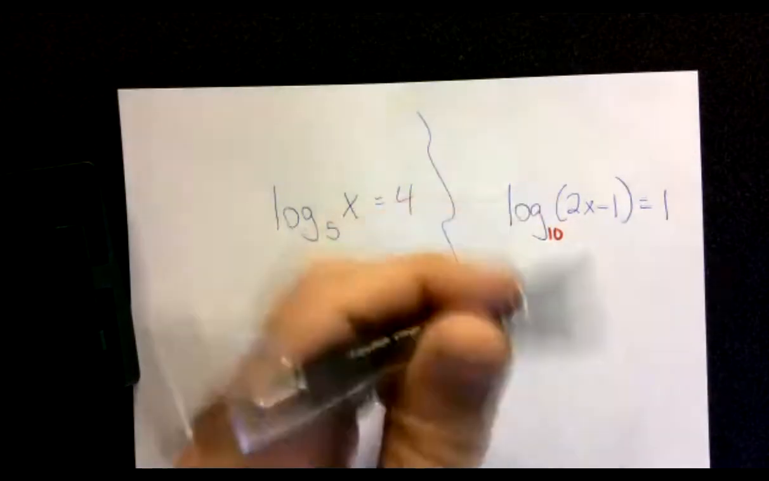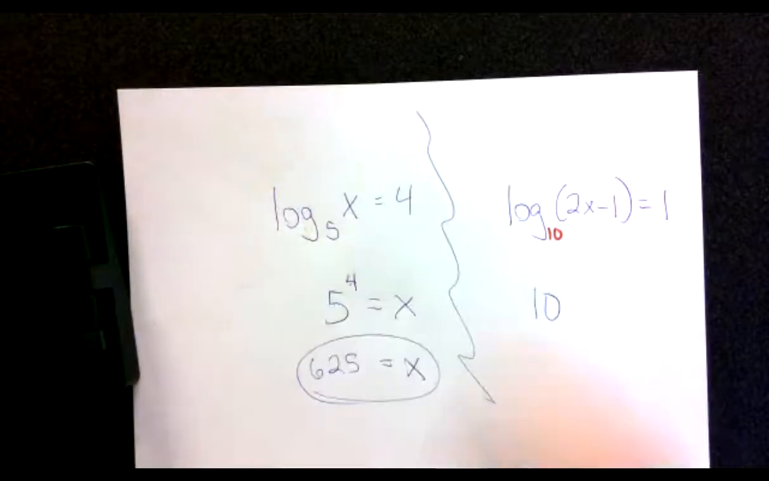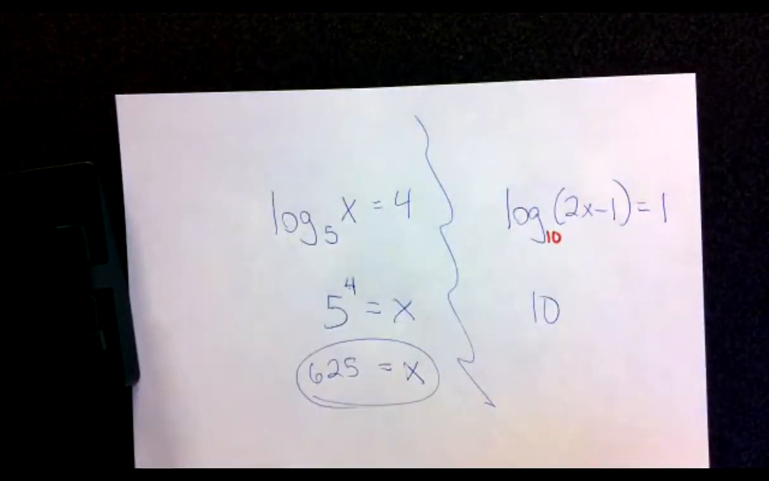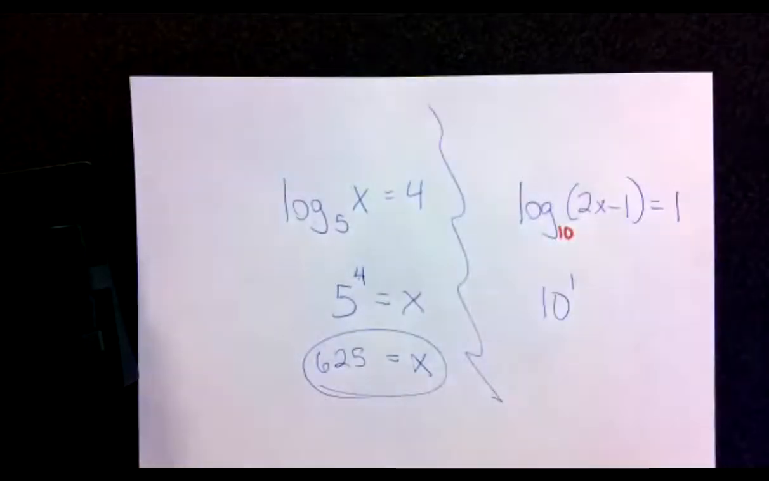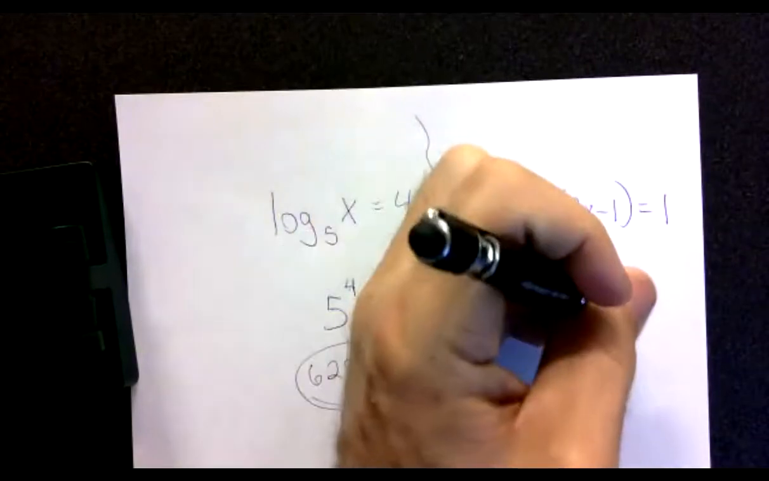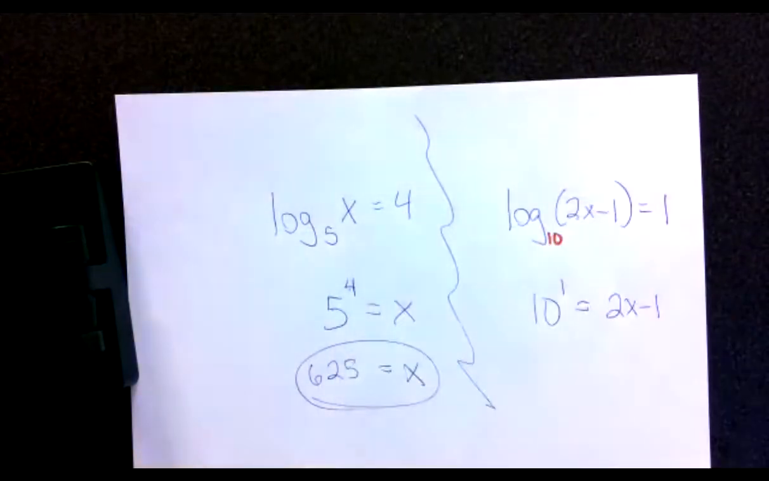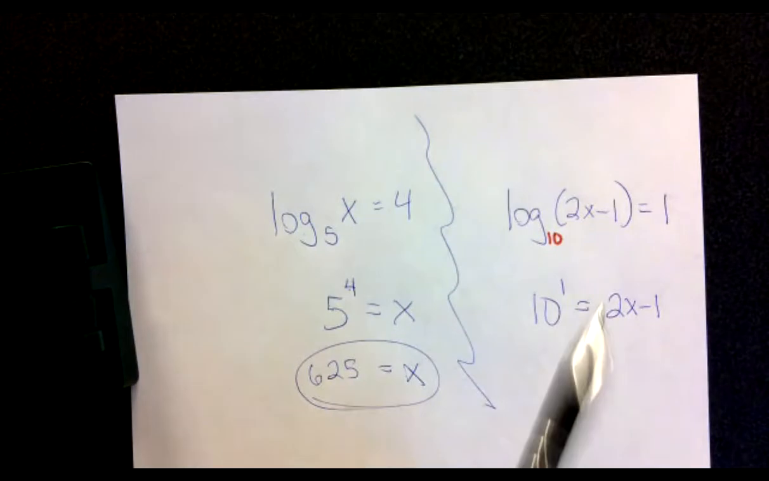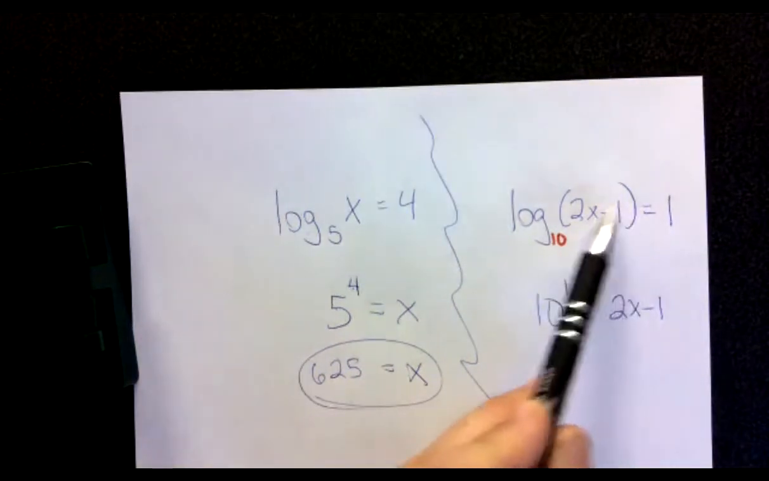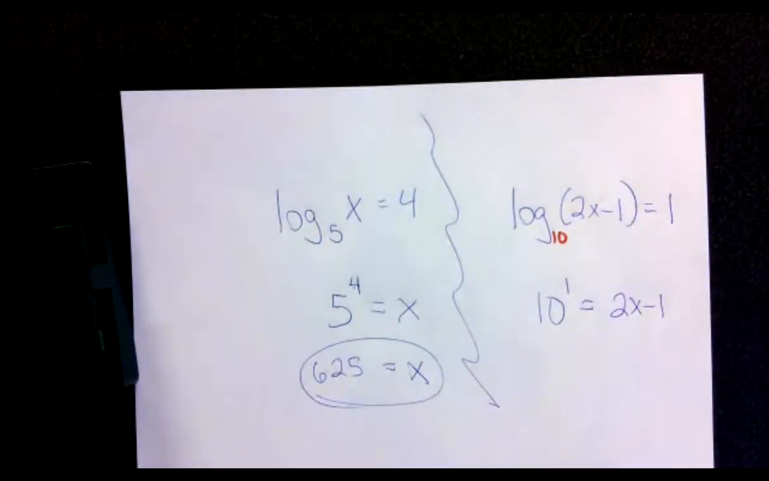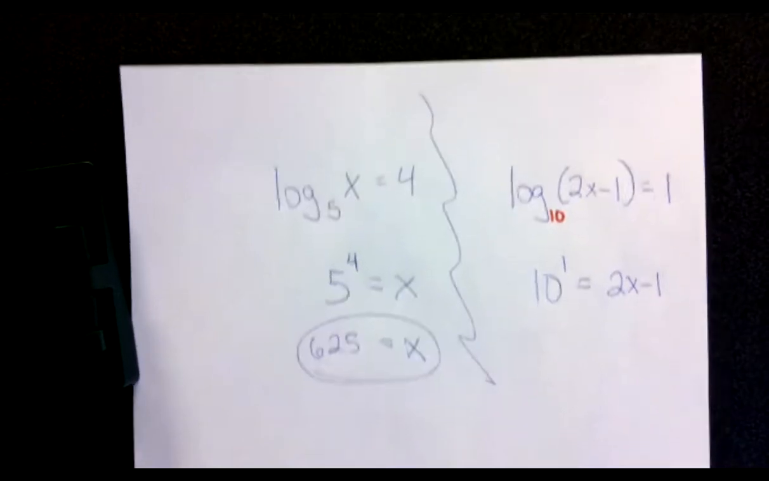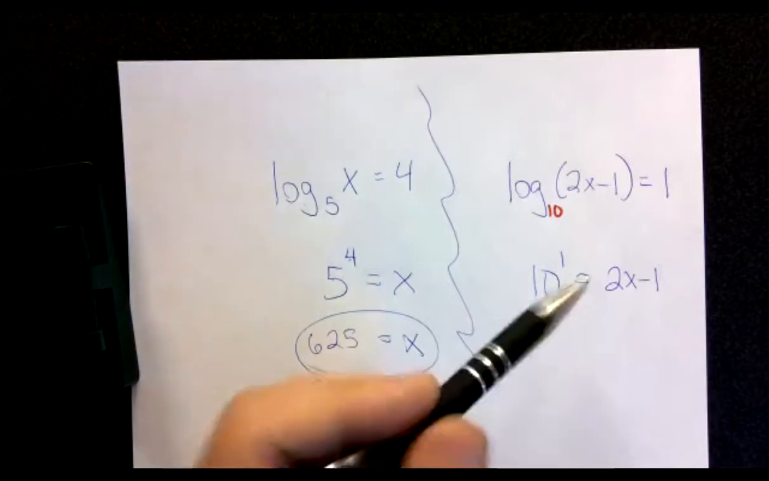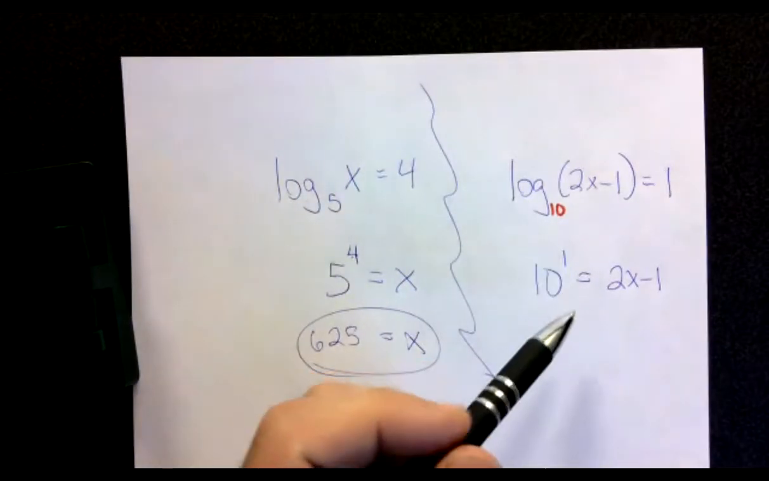So when we go to rewrite this one, this is saying 10 is the base. This 1 is your power. And then your answer is what you're taking the log of, that 2x minus 1. So 10 to the 1st power is 2x minus 1. And again, now we just have a straight up algebra 1 level equation. So 10 to the 1st power is 10.